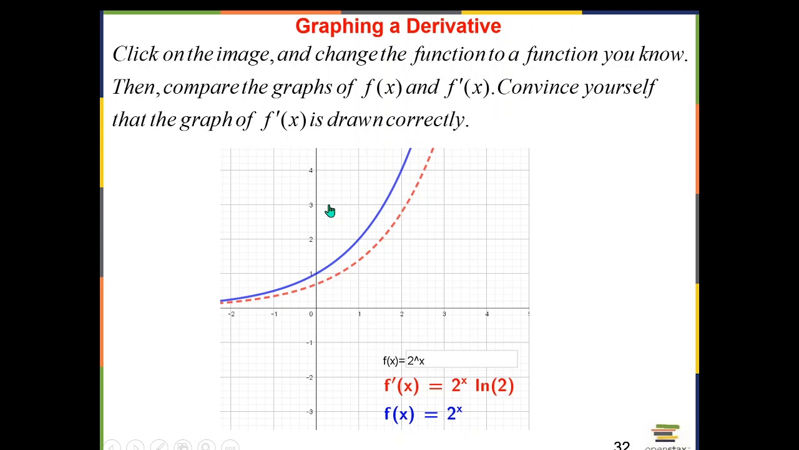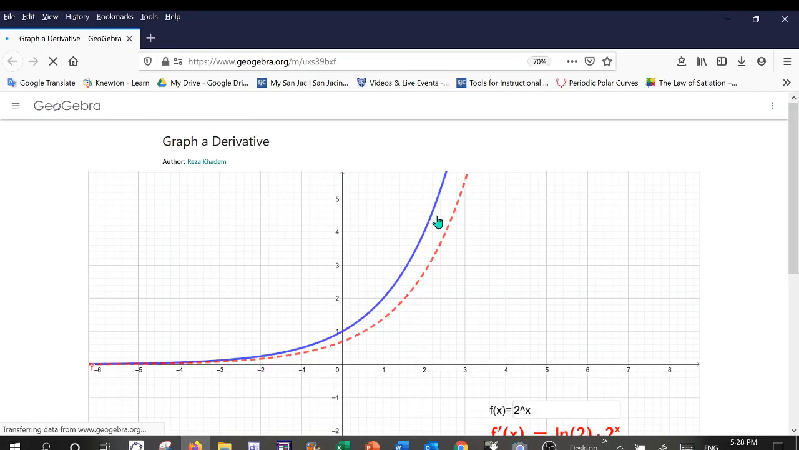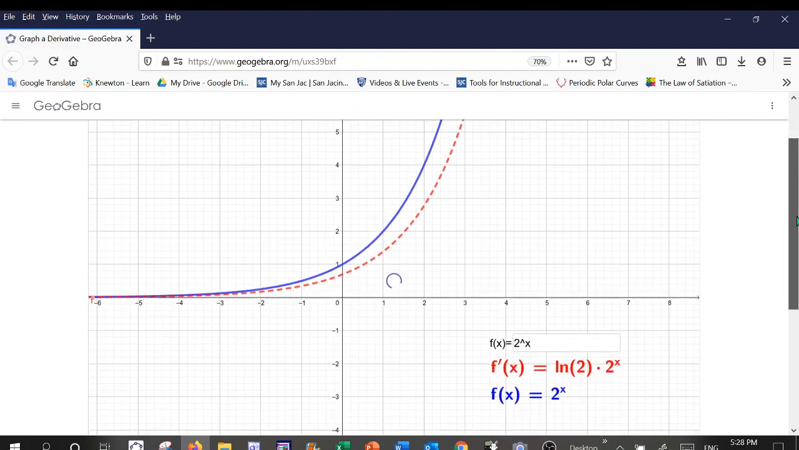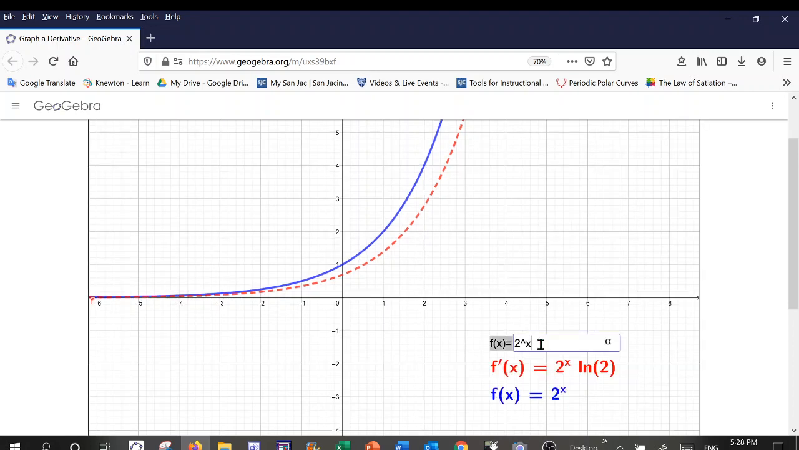Now here is, click on the image and change the function. So then compare the graphs of f of x and f prime. So let's do that. You can come up with any function. It gives you the derivative, and you compare the derivative of the function and the function itself. Right now, we don't know how to find the derivative of these functions, but we will very soon.